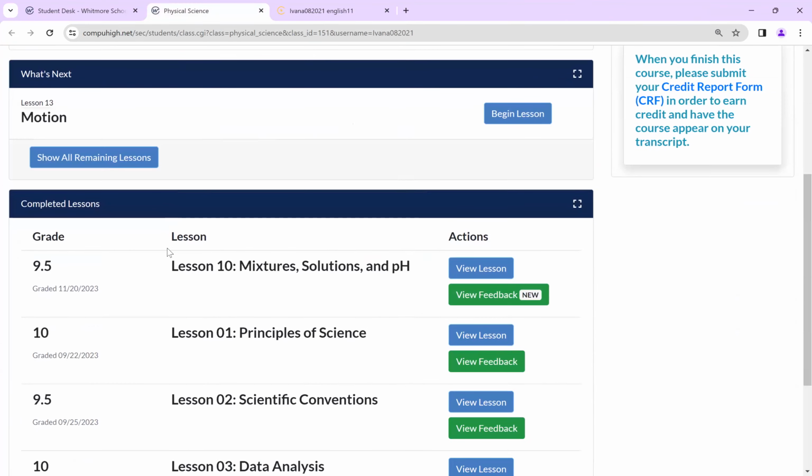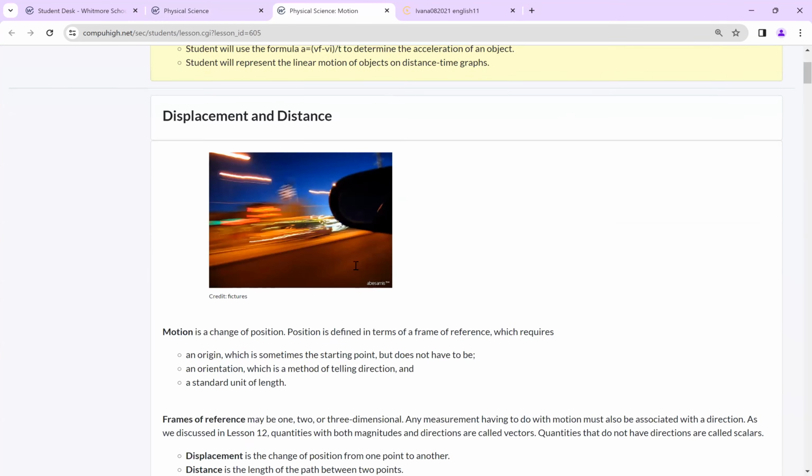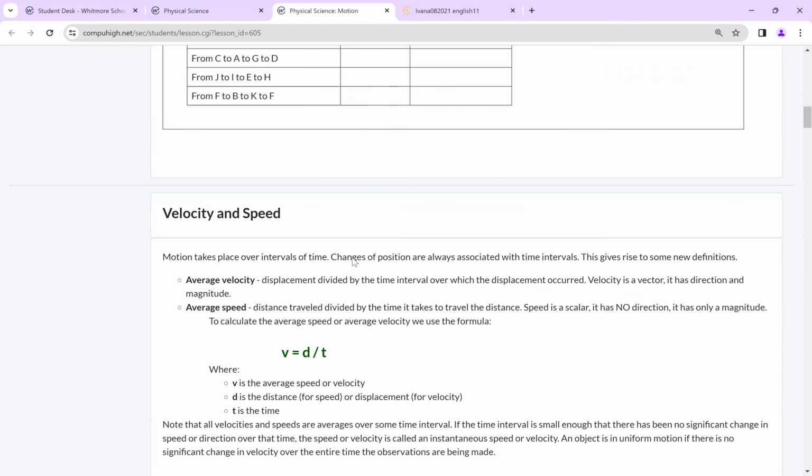Was lesson 13 motion? Yes, it was motion. Is it a lab though? No, lessons 10 and, I'm sorry, 11 and 12 were labs, but I already did them obviously, so we're good. So this one you just have to submit, is that right? Yes, and I'll submit it later. Lesson 14 was force. Have you done that lab? Yeah, we did everything up to lesson 16.